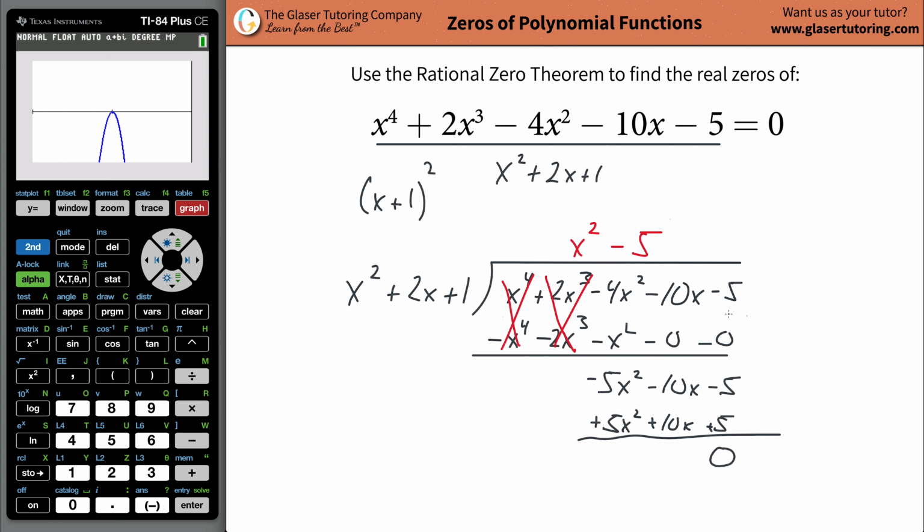Okay? Now, this is the resulting quotient: x squared minus 5. And that's right, it's quadratic. The benefit now is that I have methods I can use to find the zeros or the roots of this thing. I have a nice, beautiful formula, the quadratic formula: x is equal to negative b plus or minus the square root of b squared minus 4ac, all over 2a.